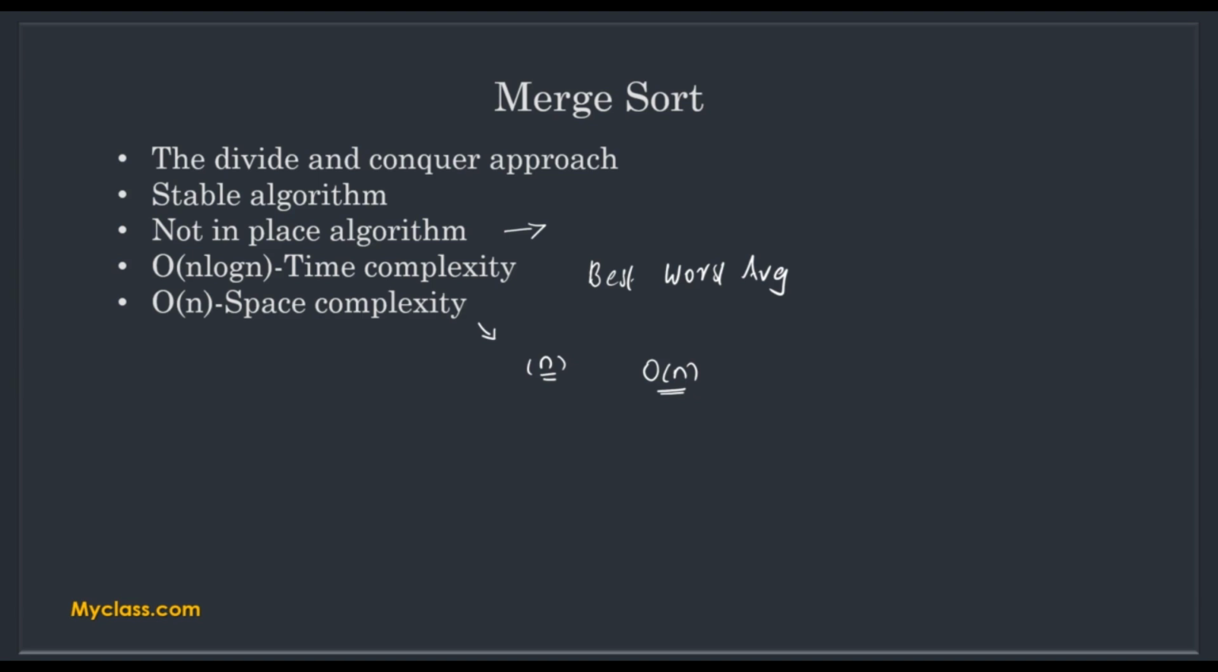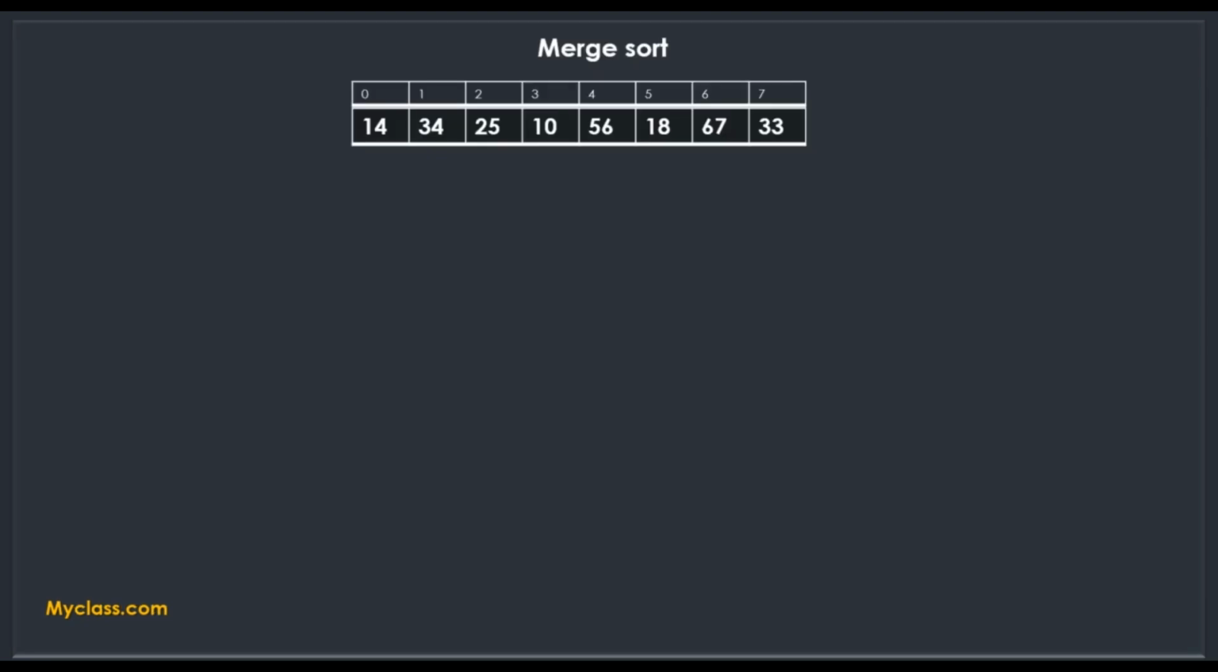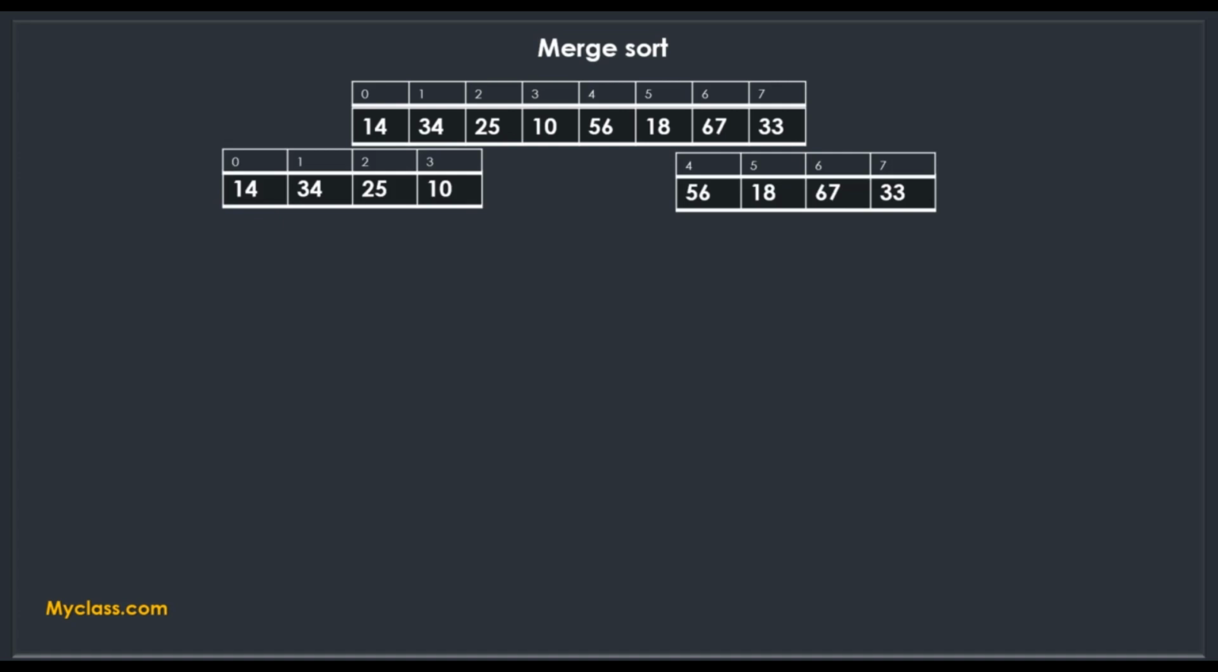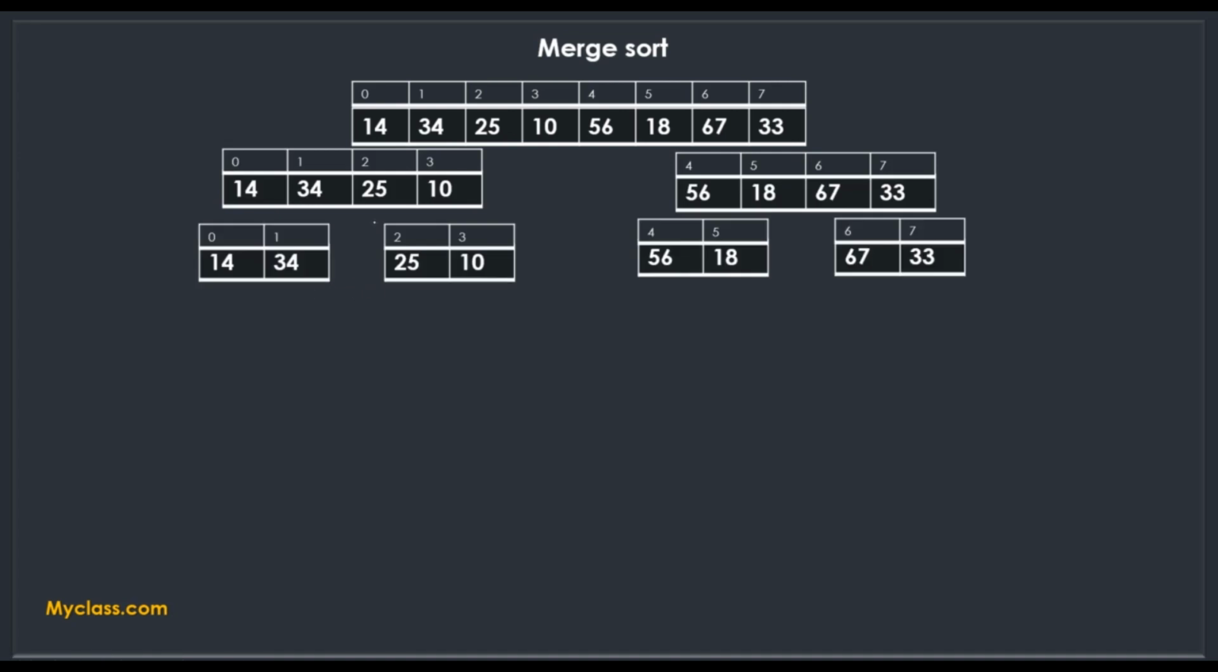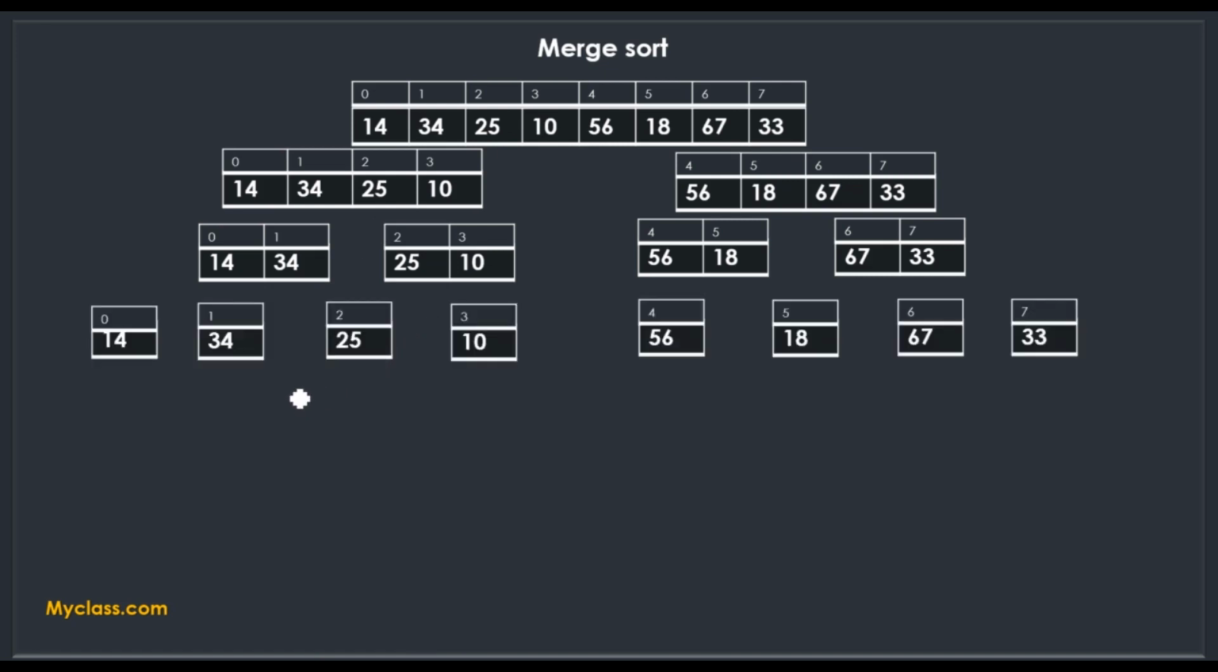Now we want to discuss how we can achieve order of n log n time complexity and order of n space complexity. Before that, I am explaining how merge sort works. Please look at these 8 elements. We are dividing these 8 elements into 2 parts. Then we divide again into 4 lists with 2 elements each. Then we again divide all the partitions up to 1 element. All lists contain only 1 element.